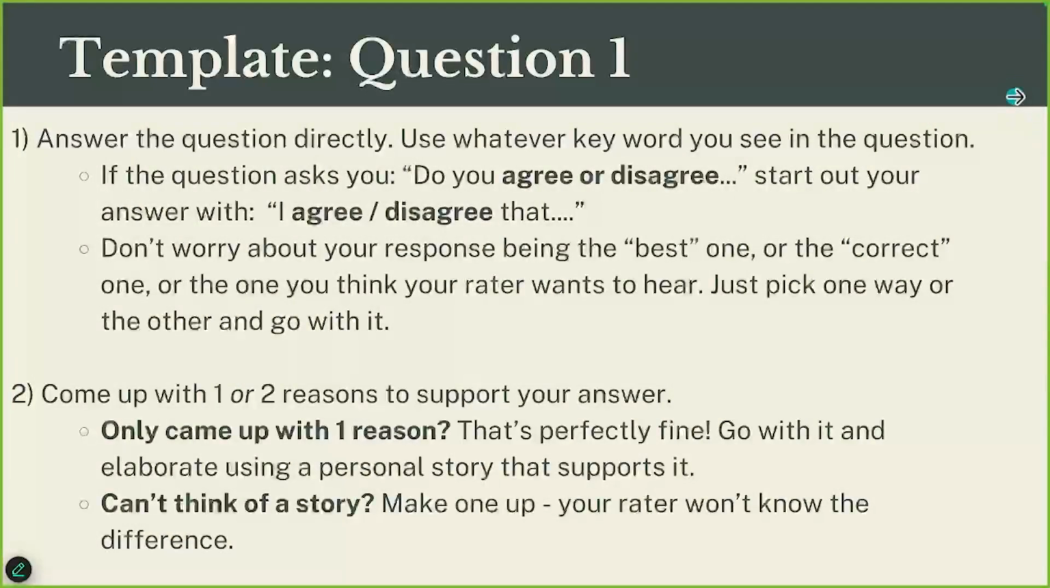So here's your template. This template is several pages or several slides. So screenshot this so you can practice this. This is your template for question number 1. So the first thing you're going to do is answer the question directly. Just be right to the point. You don't need to waste any time introducing your response. Just get right to the point and answer the question directly.